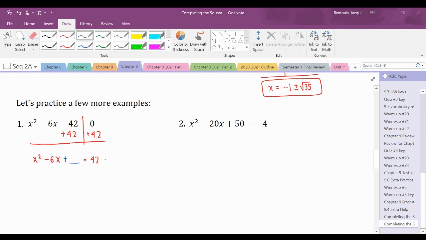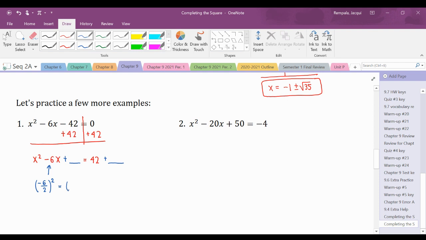But the whole point is I want to create a trinomial. And so if I'm going to add a number on the left, that means I also need to add a number on the right. To figure out what my number is, I look at what is attached to the x. Notice that it is a -6. I'm going to divide it by 2, and I'm going to square it. That's the pattern. Always divide by 2 and then square it.